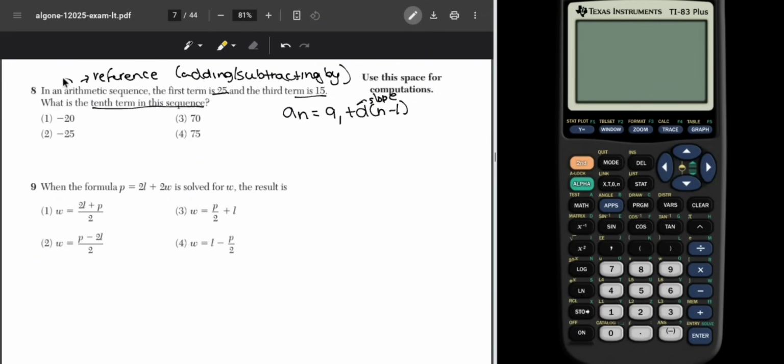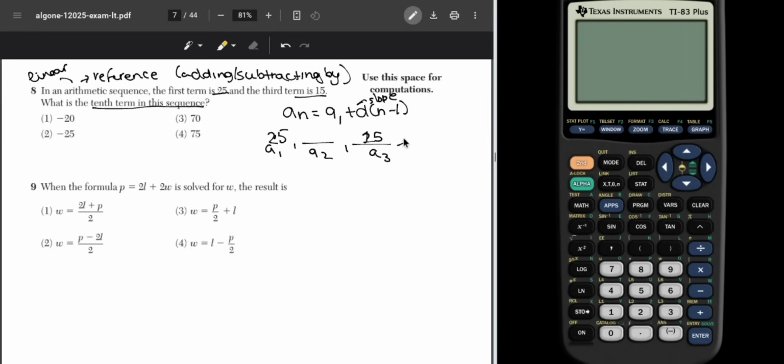So an arithmetic sequence is like a linear sequence, a linear equation. So I need to figure out my d. I'm given my first term. I'm not given my second term, but I'm given my third term of 15. I need to find my d. And as I said, common difference is similar to slope. So I'm going to find my slope in order to determine my d.